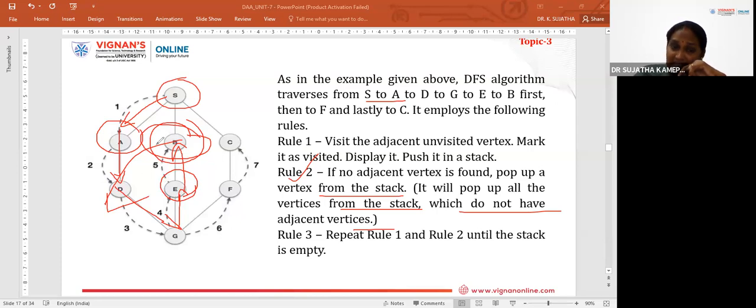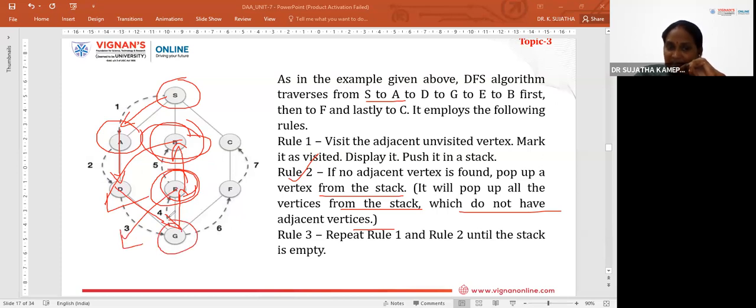Now here E is having only B, also visited. So that's why F, it is having another adjacent vertex, G, also visited. So that's why it is also not having any unvisited vertices or adjacencies. So E is also popped. Then it goes for G.